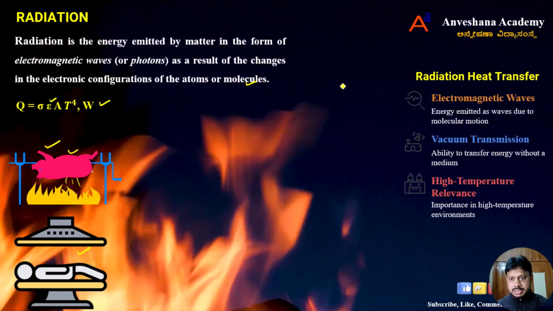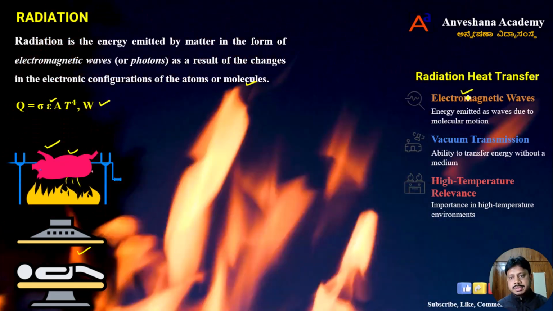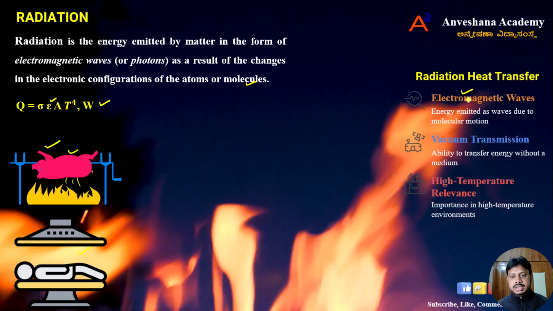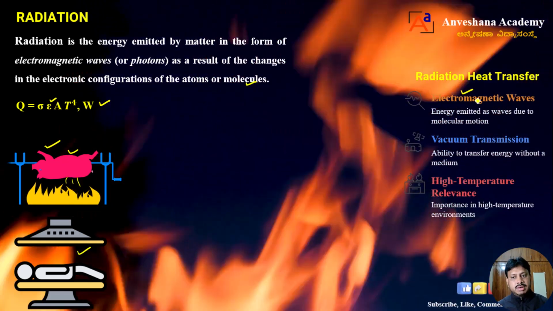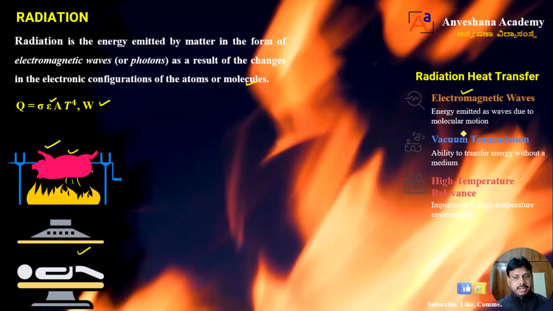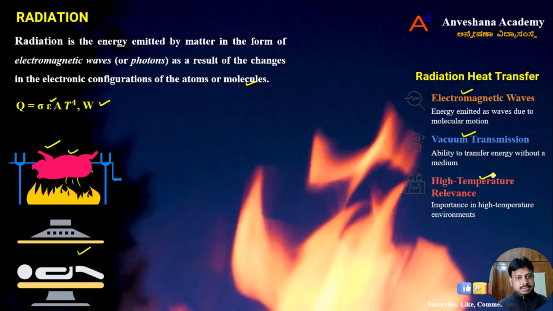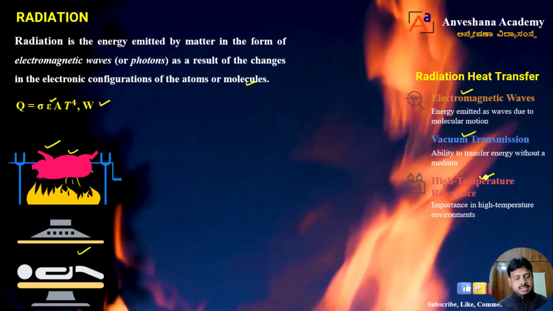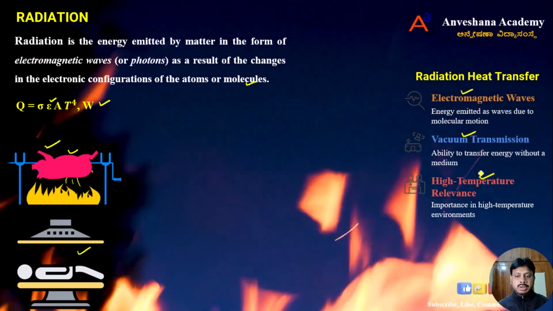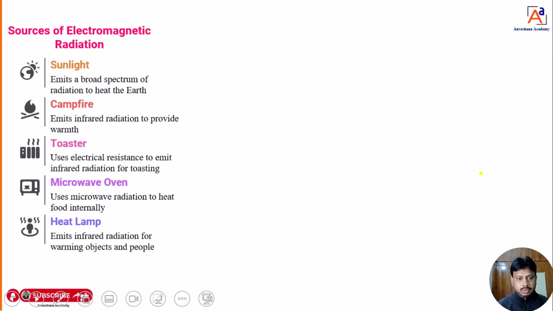Yes, what is radiation heat transfer? Radiation heat transfer is a mode of heat transfer in which heat energy is going to transfer in the form of electromagnetic waves, and that is going to transfer in vacuum transmission. And if the temperature is more, then the rate of heat energy transfer will be more. Okay, fine. So what are the examples of radiation heat transfer that we can see here, dear students?